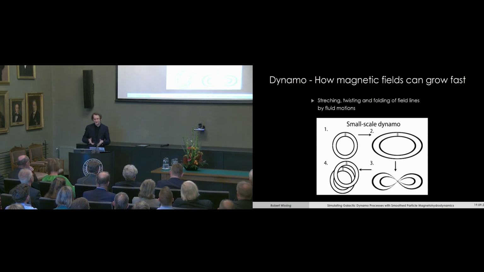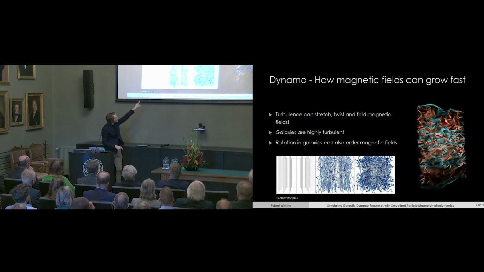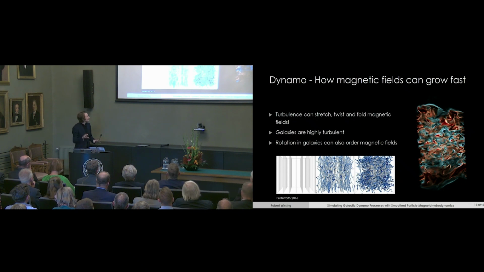So what kind of fluid motions can do this sort of thing? Well, turbulence, of course. And I think this is very nicely depicted in this bottom picture. We begin with just a vertical magnetic field. And then in this box, we have a turbulent field, which is twisting and tangling up the magnetic field, stretching it, twisting it, and folding it, which means that we have an increase in the magnetic field. And we also saw, right, this ordered magnetic field in our galaxy. For that, the rotation in the galaxy can actually help.